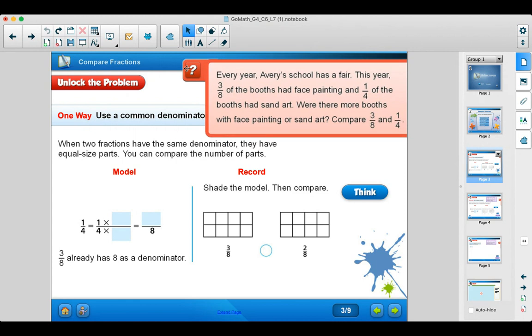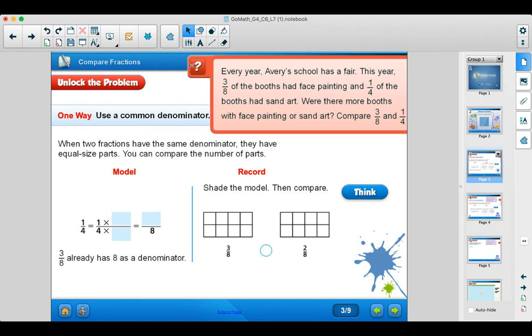Now remember, using a common denominator, you are not able to compare a fraction unless their denominators are the same. So let's read our problem. Every year, Avery School has a fair. This year, 3/8 of the booths had face painting, and 1/4 of the booths had sand art. Were there more booths with face painting or sand art? Let's compare 3/8 and 1/4.